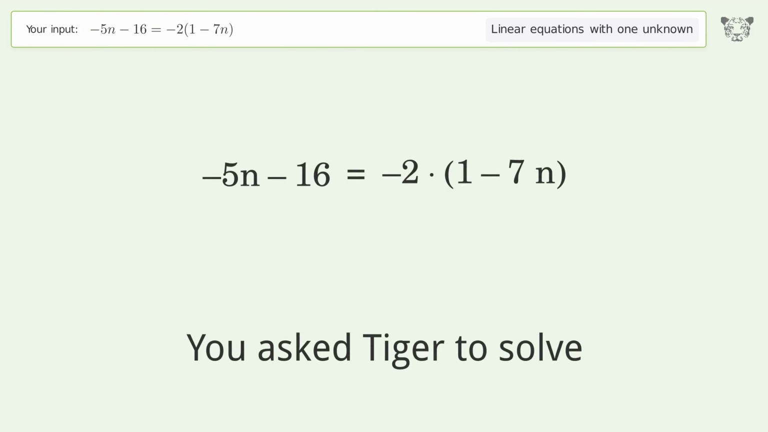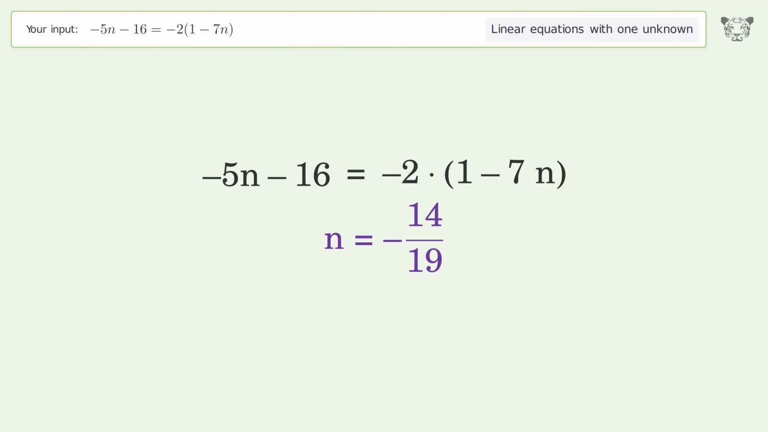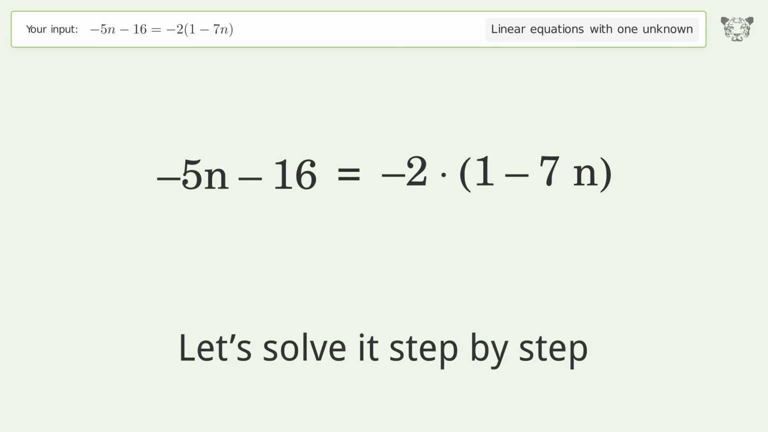You ask Tiger to solve. This deals with linear equations with one unknown. The final result is n equals -14/19. Let's solve it step by step.